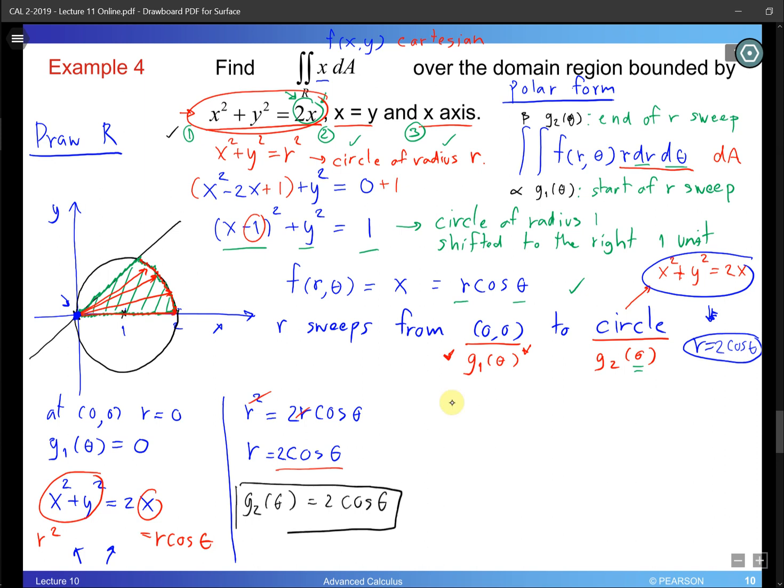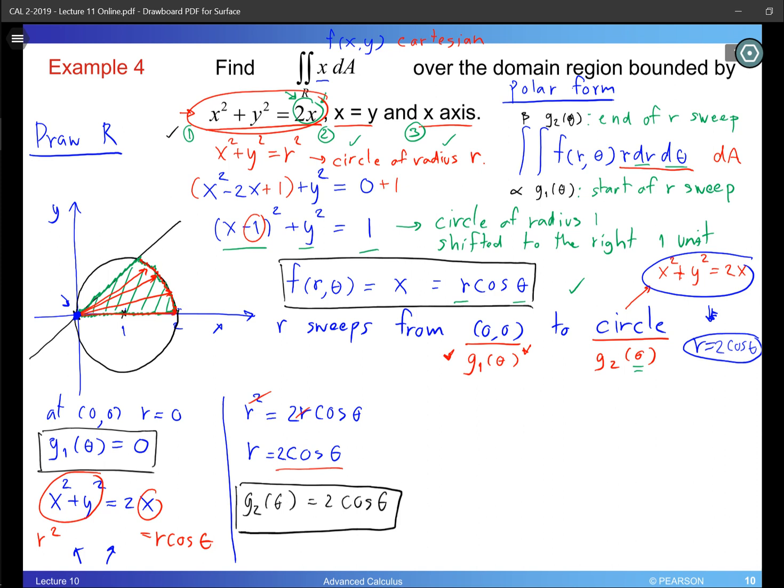Alright, g1 theta right here and f is right here. Now, we need to find alpha and beta. We need to take a look at how the theta, or the angle, sweeps across the region. And look at this. You can see that the angle starts from the x-axis and sweeps to this y equals x line. X-axis, y equals x line.